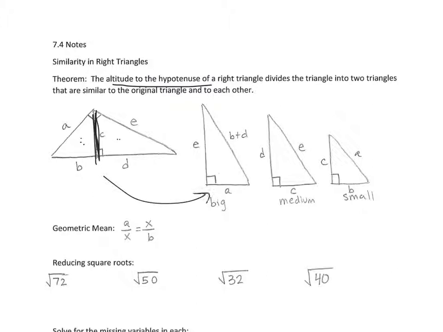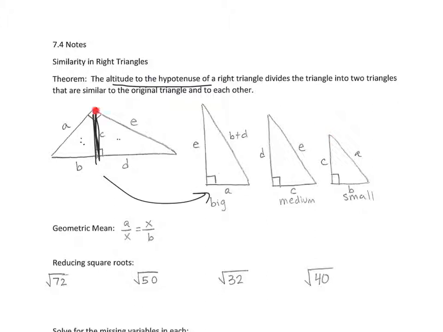So the big triangle has the short side of A, a long side of E, and the hypotenuse is B plus D. The medium triangle is this one. The medium triangle has a hypotenuse of E, a long side of D, and a short side of C. And the small triangle is this one right here.